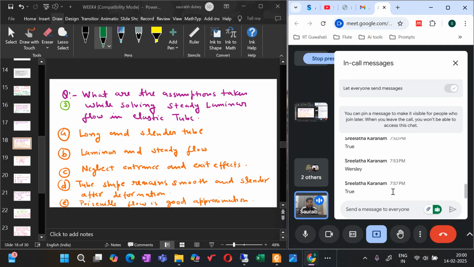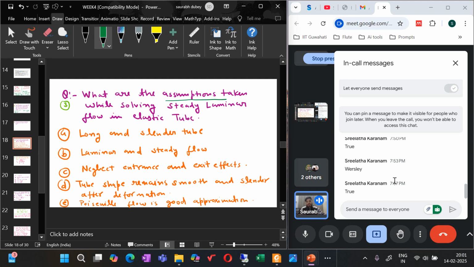So this is like a multiple correct question. So what are those assumptions? Which assumptions are true or which assumption is false? There can be two options correct. So please attempt. What are the assumptions taken while solving steady laminar flow in elastic tubes?